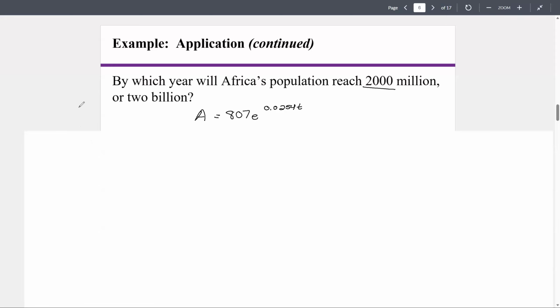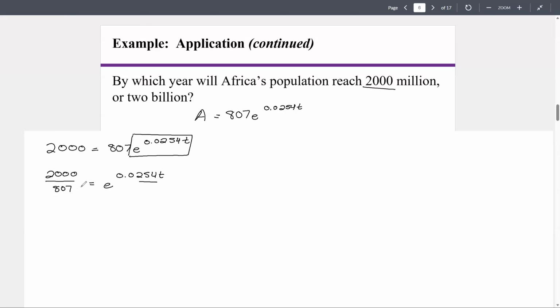What I have here is that I know what the population is when it reaches 2,000. So 2,000 equals 807 e to the 0.0254 t. So I want to get t by itself, which means I have to isolate the exponential. So that is just 2,000 divided by 807, which equals e to the 0.0254 t.